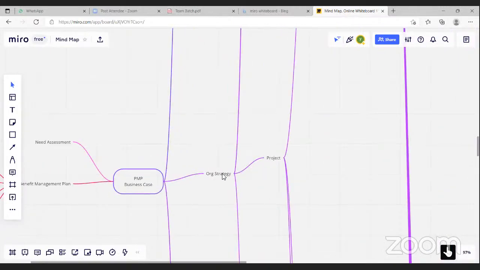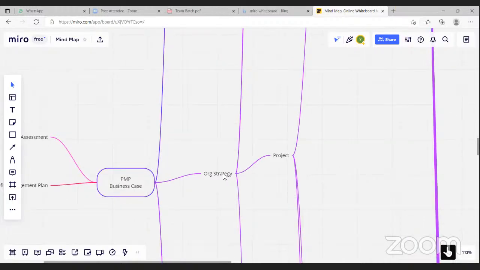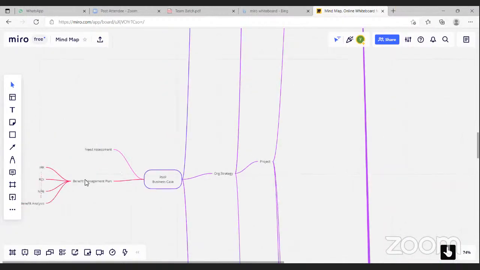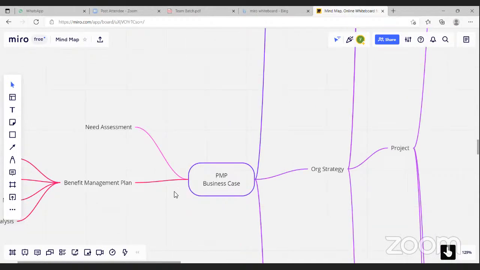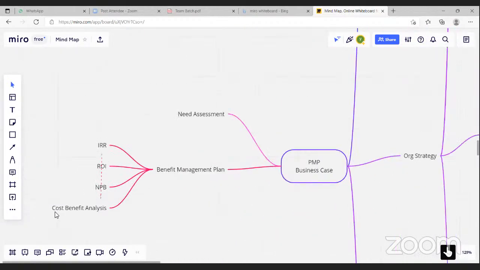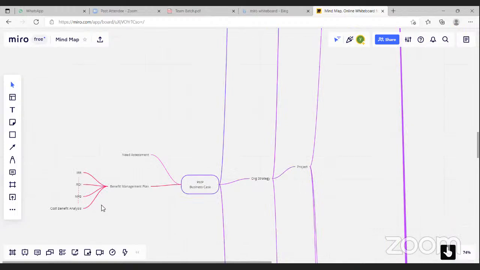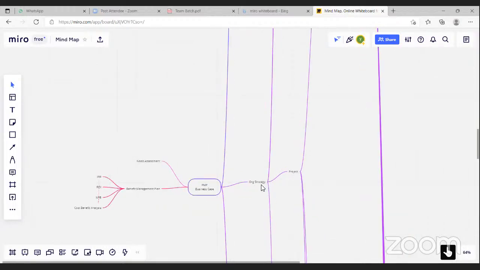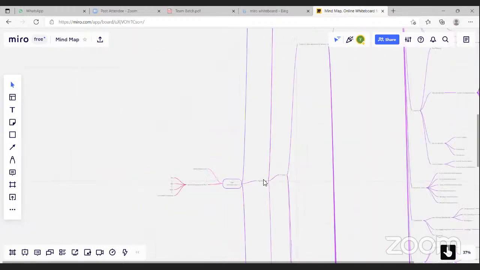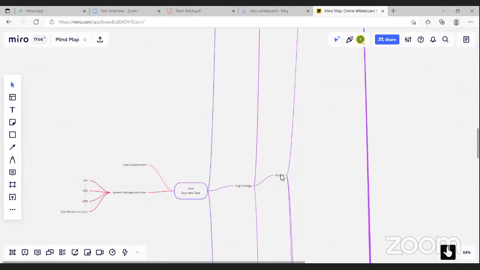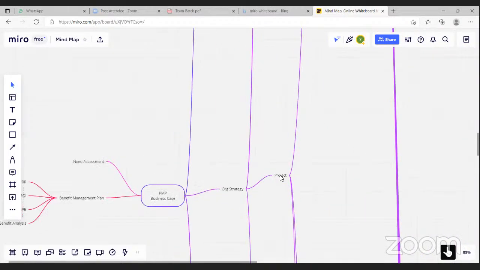Okay, so we'll start with needs assessment and the benefits management plan, which we calculate on the basis of IRR, ROI, and cost benefit analysis and all those parameters. Then we come to the business case, and from the business case, the organization strategies will decide on what projects to go for.